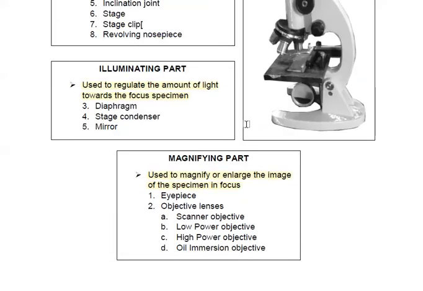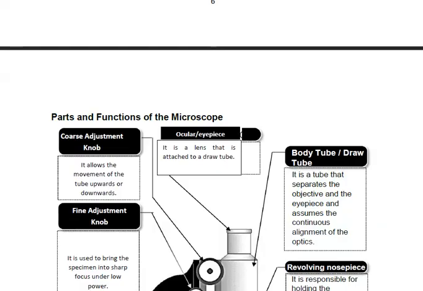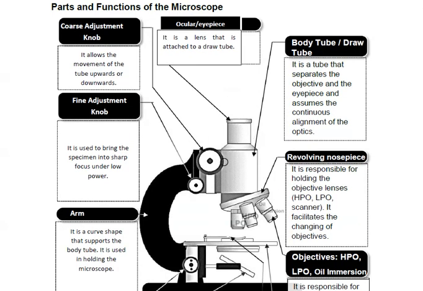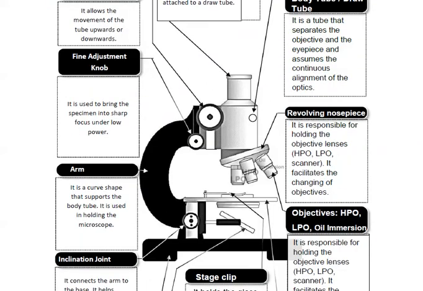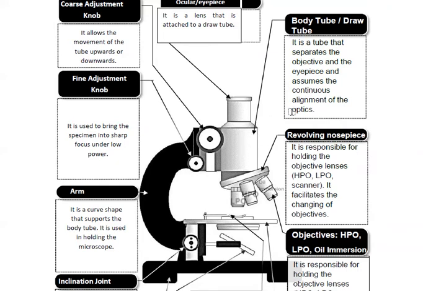Now, the microscope, or also known as the compound microscope, this is basically what it looks like. Here, this is the ocular or the eyepiece. This is where you look in the microscope. Okay? And this is the body tube or draw tube. It will separate the eyepiece from the objectives. Okay? And it gives you an alignment so you can look straight, not in different directions, so you focus on the specimen you are looking at.